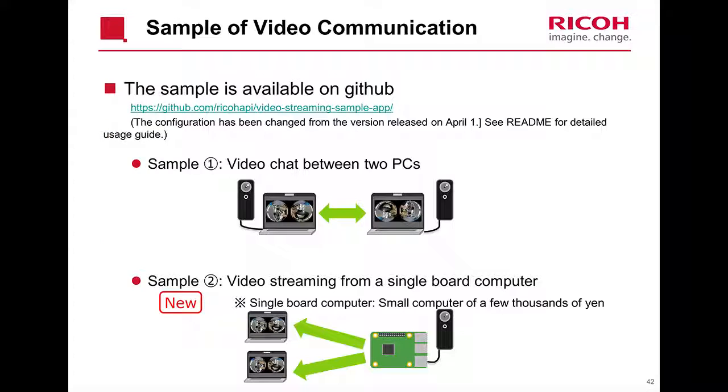We have created sample applications for video communication and made them available through GitHub. There are two sample applications. Sample 1 is an application to perform video chat between two PCs with the RICOH THETA-S connected. Sample 2 is an application that was just released yesterday. This application performs video streaming for RICOH THETA-S to devices such as PCs from a single-board computer, which is a small computer that costs only a few thousand yen.